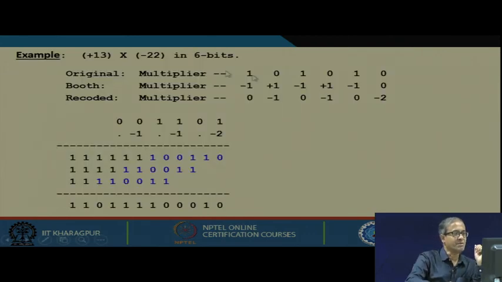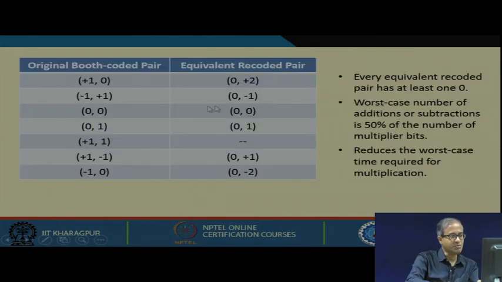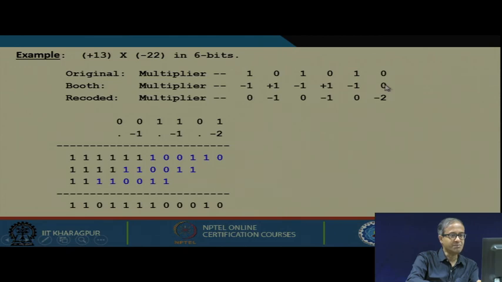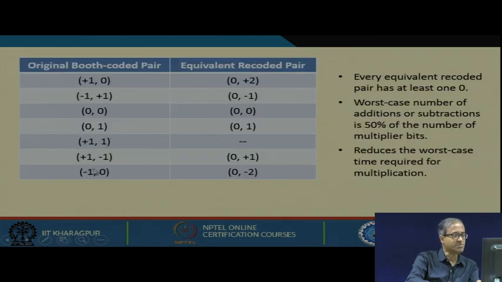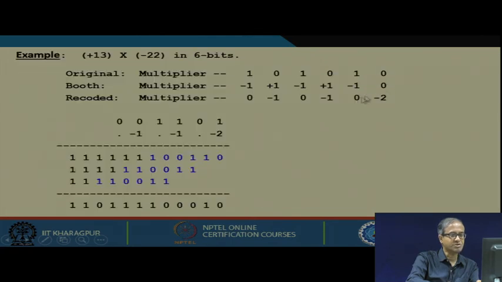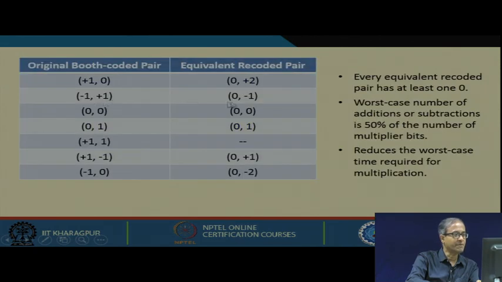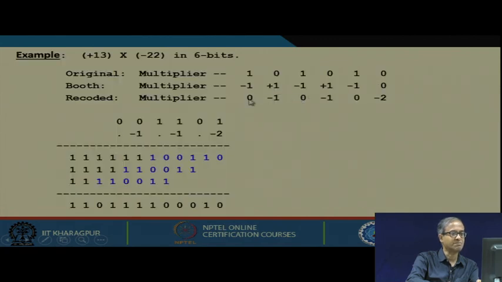So, let us take an example, plus 13 multiplied by minus 22. The original multiplier minus 22 was this. This is minus 22 in 2's complement. If you do Booth encoding, this is 0, 0 is 0, 1, 0 is minus 1, 0, 1 is plus 1, 1, 0 is minus 1, 0, 1 plus 1, 1, 0 is minus 1. Now, according to these new rules, whatever I have shown in the table, you replace, for example, minus 1, 0. This table shows minus 1, 0 can be replaced by 0, minus 2. You look at pairwise, minus 1, plus 1. You replace by 0 minus 1, and the next minus 1 plus 1 replaced by 0 minus 1. So, now this is your new Booth recoded coding.